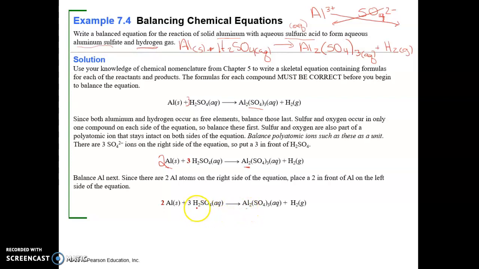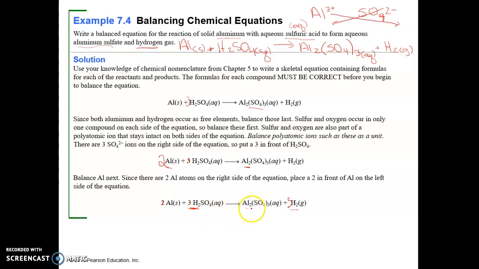Well, I see a problem already. I have 6 hydrogens on the left, since 3 times 2 is 6, but I only have 2 hydrogens on the right, so what can I do here? I can put a 3 out in front. Now let's look at it. I have 6 hydrogens on the left and 6 hydrogens on the right.